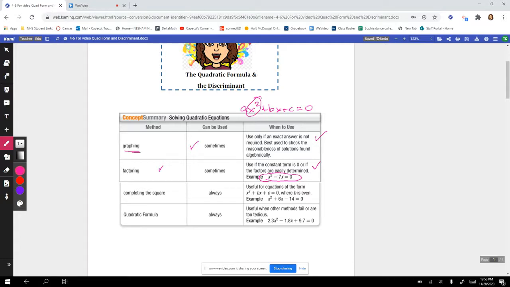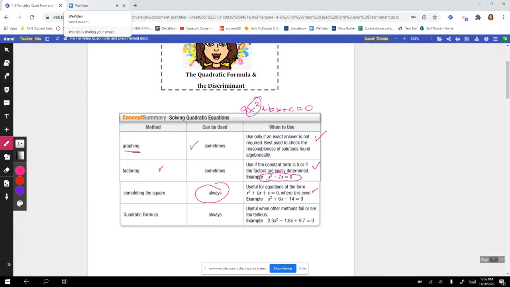Now, in the last lesson, we did completing the square. And it's useful. We can always use completing the square. Sometimes it's a little bit more difficult. If b is even, then completing the square is easy. If b is an odd number, sometimes that's not as easy, but still doable. You're just working with fractions.